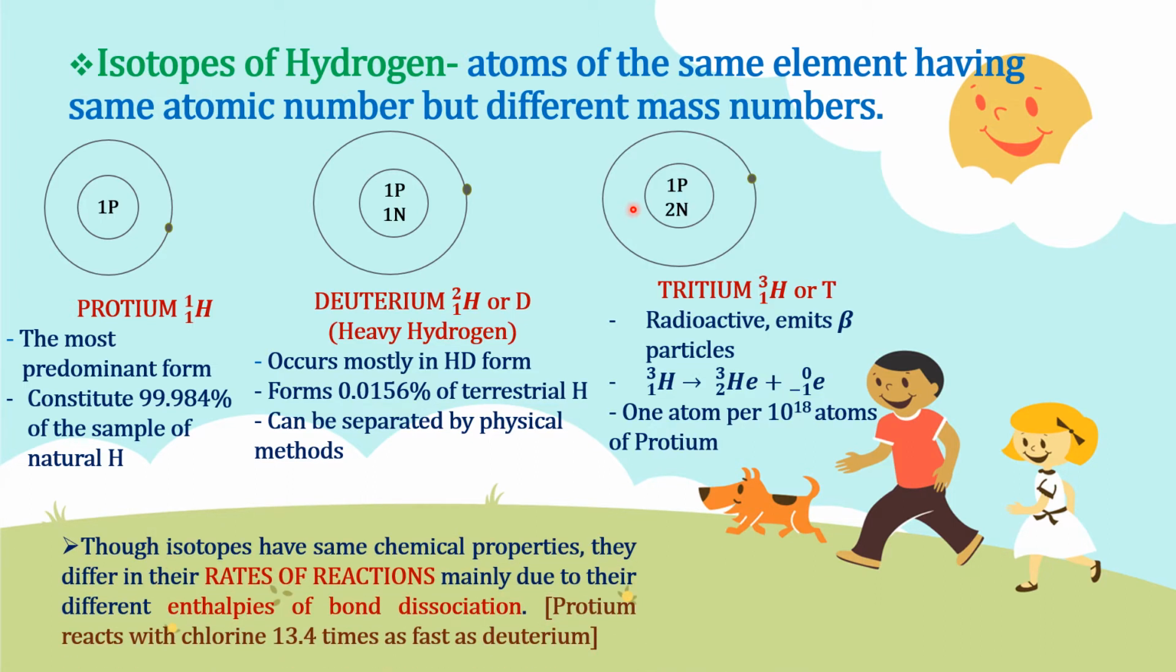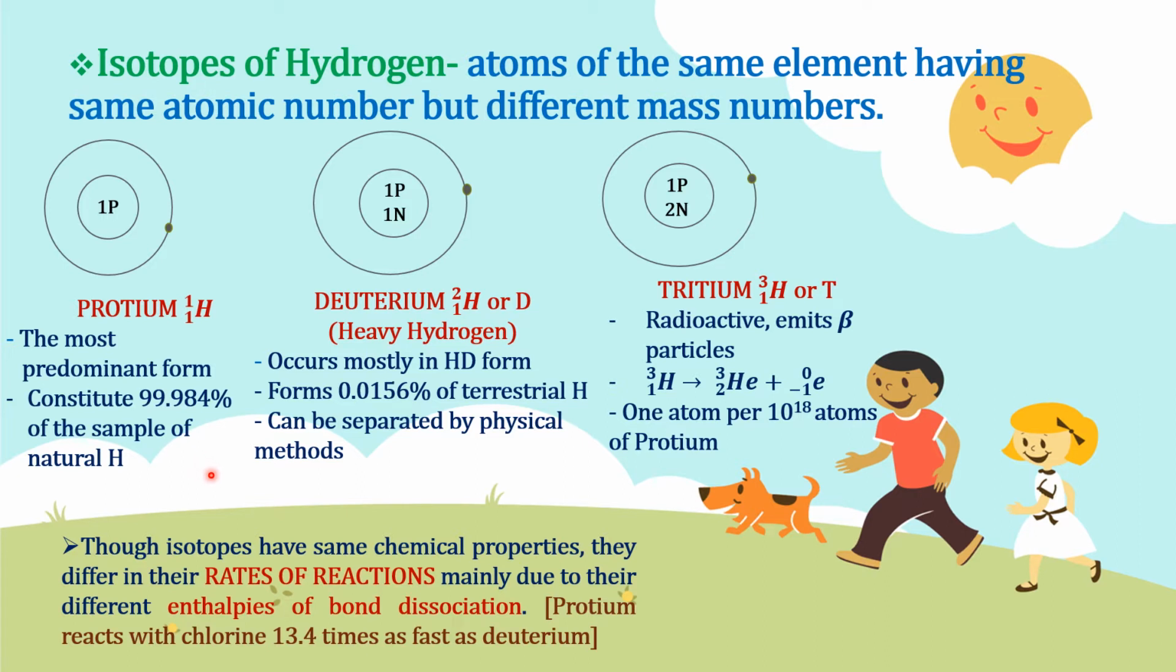And the next we have is tritium. Tritium has one proton and two neutrons. So it has the mass number 3, and the atomic number remains 1 for all of them. This is the radioactive form of hydrogen which emits beta particles, and you can see the reaction also for that. Tritium breaks down into helium-3 (2), emitting a beta particle along with that. There is one atom of tritium per 10 to the power 18 atoms of protium in natural abundance. So this is rarely found. Deuterium is the next one, and protium has the maximum concentration.